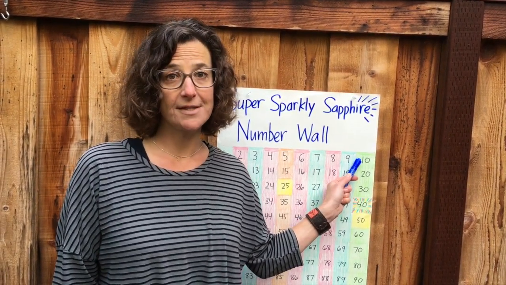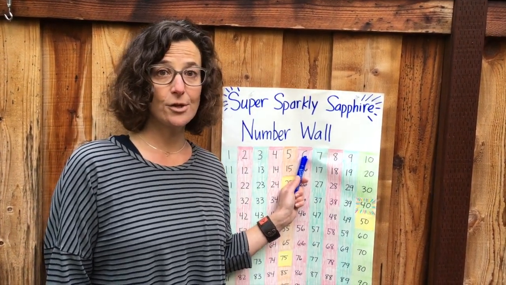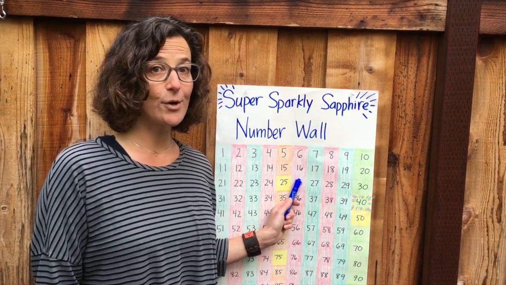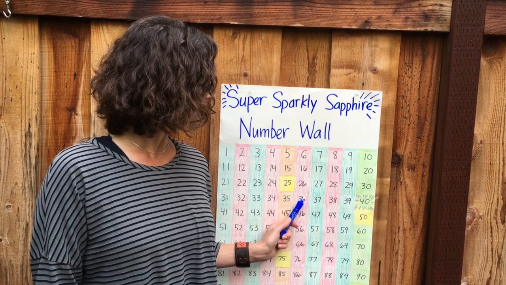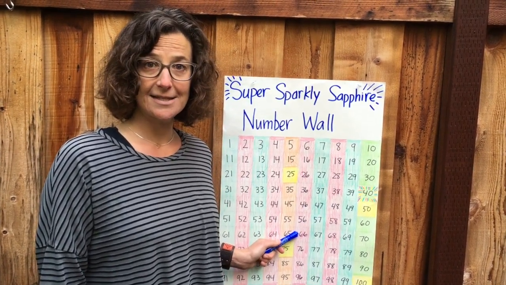Remember, you don't have to start at 10 when you're counting by 10s. If you start at 6, you just go straight down the same way. 10 more is 16, 10 more is 26, 36, 46, 56, and we'll stop at 66.